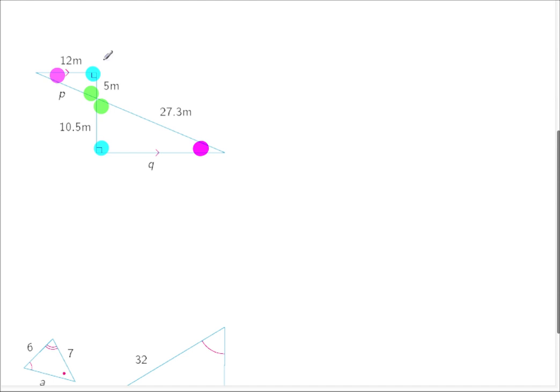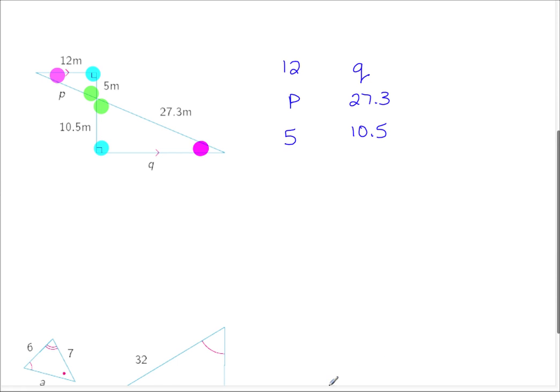I'm going to put this triangle down the first side, so we've got 12, P, and 5. And then this triangle I'm going to put the other side, but we have to be careful of the order. So here the 12 is across from the green, and across from the green in the other triangle is a Q. So I'm going to put the Q. P in this triangle is across from the blue. Across from the blue here is 27.3. And the 5 in this triangle is across from the purple, so across from the purple here is 10.5.